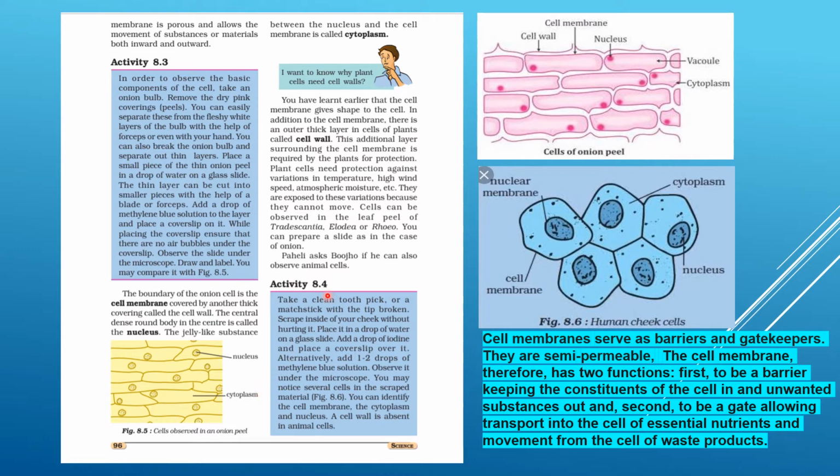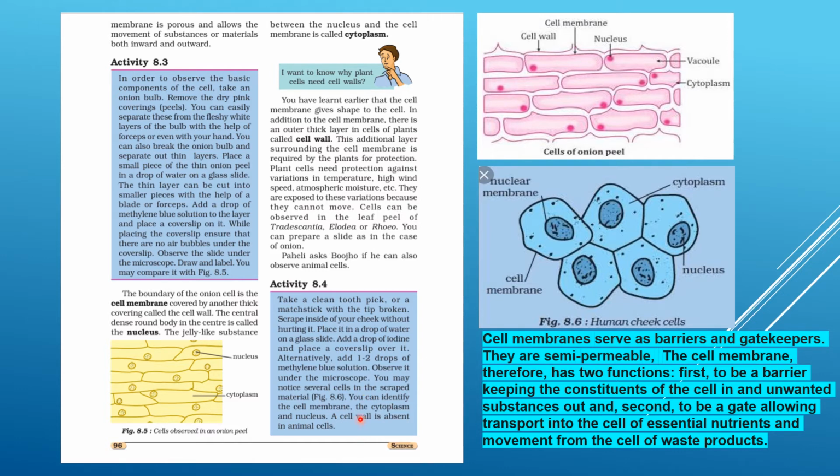One more activity is given there, activity 8.4. What we have to do? We have to take a clean toothpick, or a matchstick with the tip broken. Be sure that the tip is broken. Now we scrape our cheek, but no need to hurt it. Then place it in a drop of water on a glass slide, and then add iodine. Then we place a cover slip over it, and we also put methylene blue solution in it. Now we will observe it under the microscope.